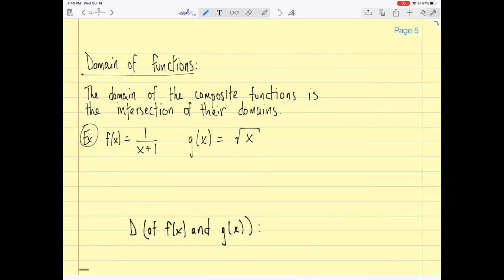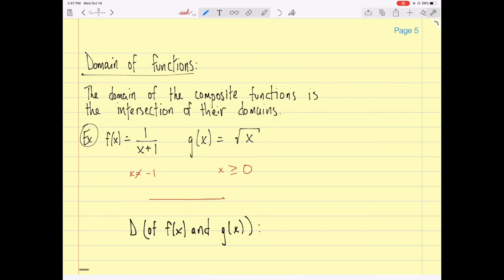Okay, so the next topic would be domain of functions. So domain always comes back in almost every section we have to talk about it. So the domain of the composite functions is the intersection of their domains. So we'll do this example and hopefully clear that up. So for the f function, if you can look at that one, you can see that the only value excluded from the domain would be -1. So x can't be -1. And for the g function, which is root x, you have to have positive numbers or 0 in there. So the domain for that part would be x is greater than or equal to 0.